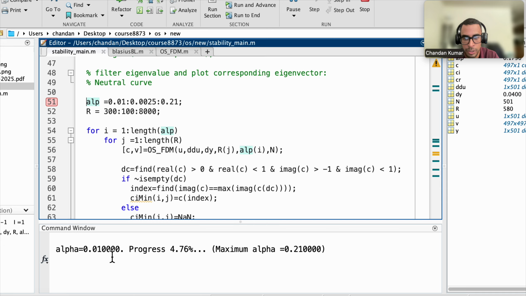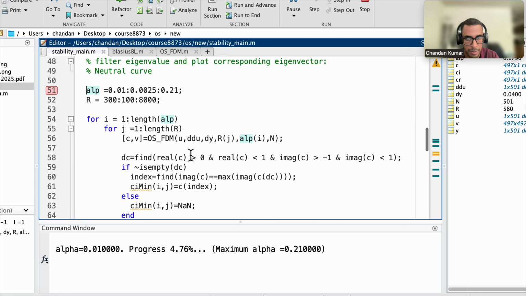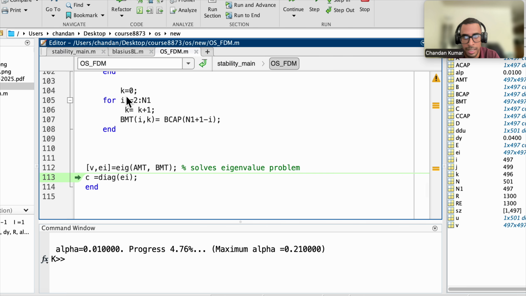It will show over here which alpha is running, how much it has progressed, and what the maximum alpha is. It will take a while to run through because this is a huge range, maybe around 1 hour or so when I tried last time. So I will just pause it, and I can show you the plots that we will get out of it.